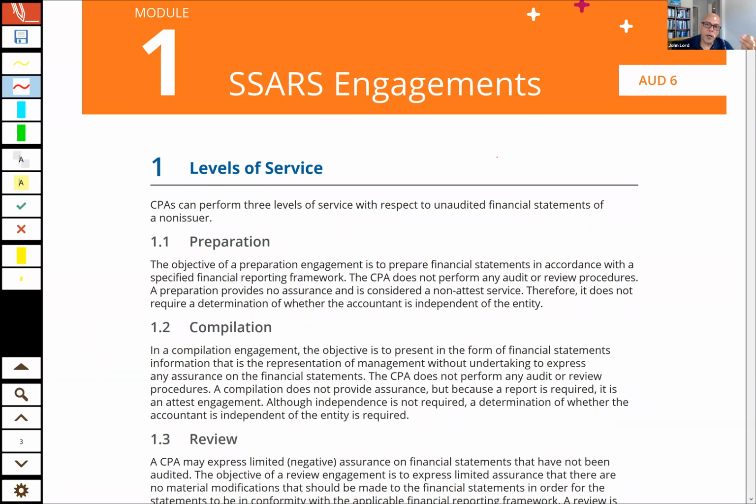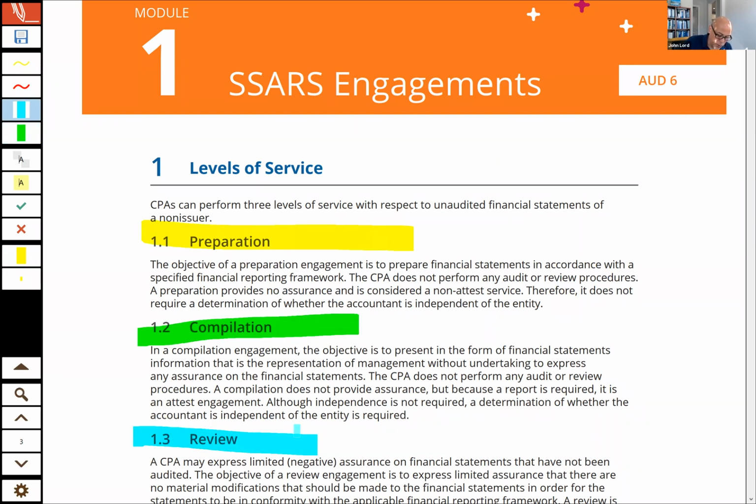And then we'll talk about a review. And with review, we provide something called negative assurance. That assurance is much more limited than what we give in an audit, which is a positive assurance engagement. Okay, so that's where we're going here. And you can see those types of engagements listed here that I just sort of rattled off: preparation, compilation, and review. Okay, now what happens with the preparation?